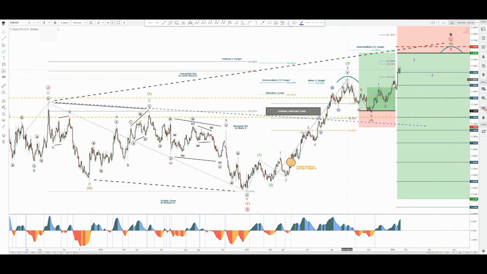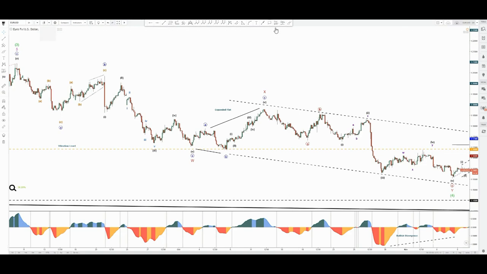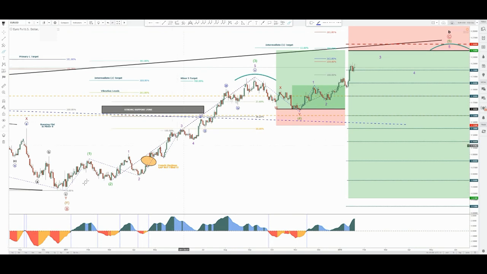Now, because this is an interesting part, I'm going to go over this piece right here, because this is a double three on a minor scale that's completing this intermediate 4 green. So let's zoom into that piece right there, and I'm going to go quickly on it so that you can actually see it. So it's basically this piece. Let's analyze this piece. With the fibs, from 1 towards 2, this should be here. All right, there we go.